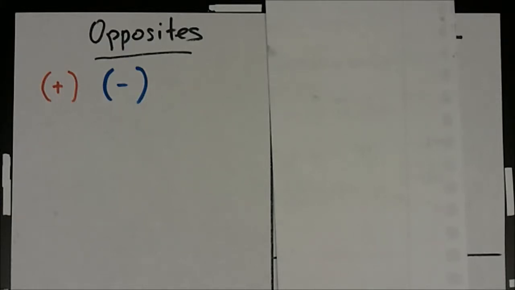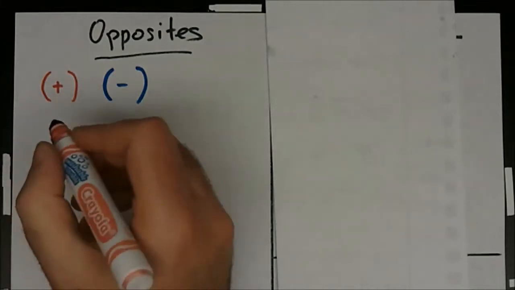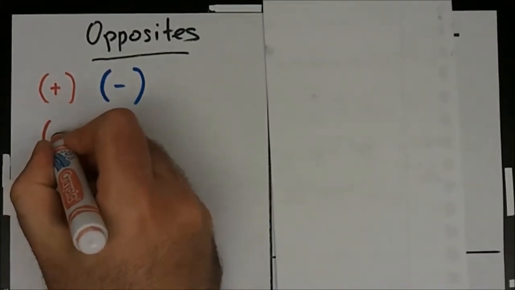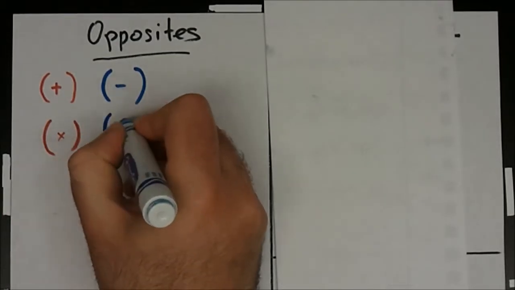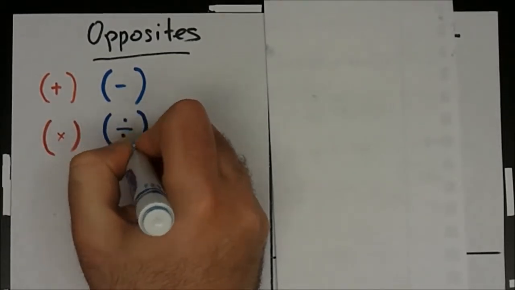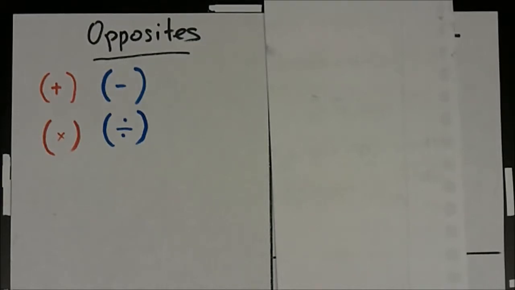There is more. I have the mathematical operation of multiplication. Can someone tell me what is the mathematical opposite to multiplication? Division. If I multiply something by 2 and then I divide it by 2, I end up where I was. Multiplication and division cancel each other out. They are mathematical opposites.